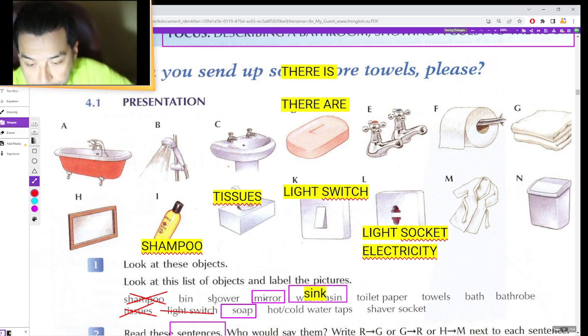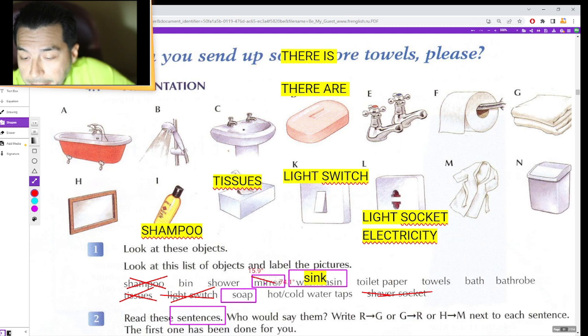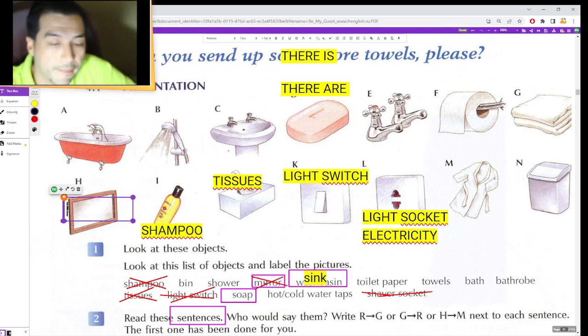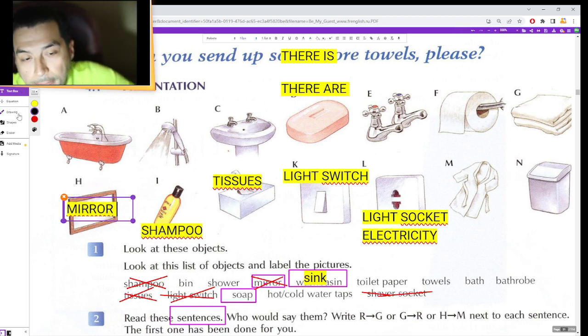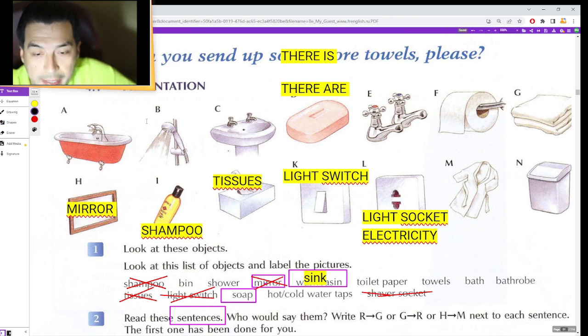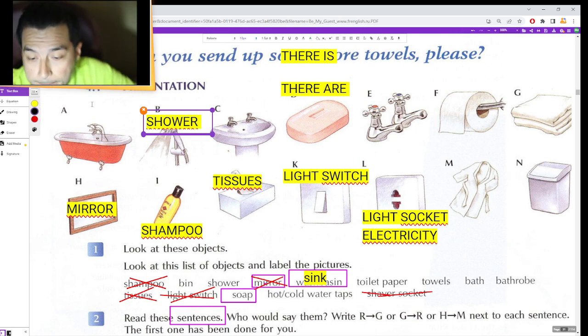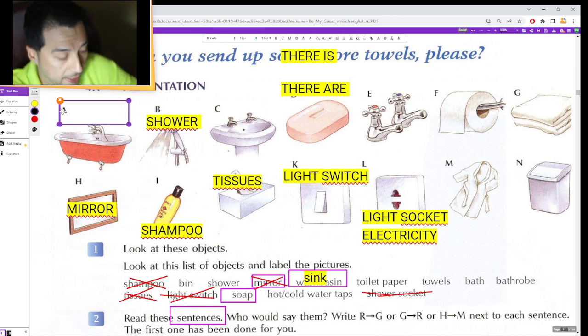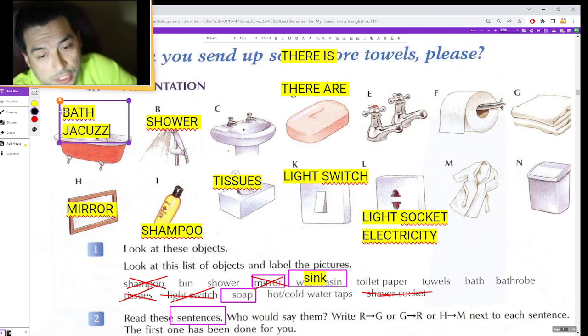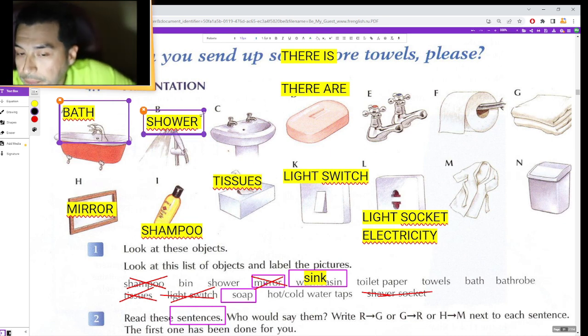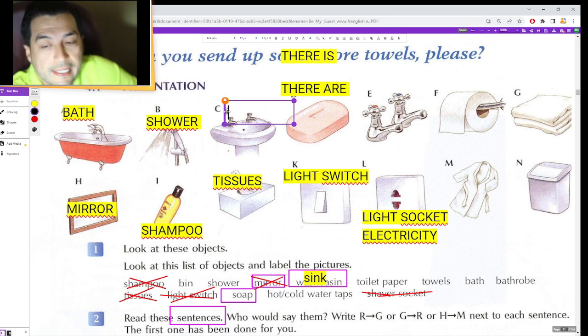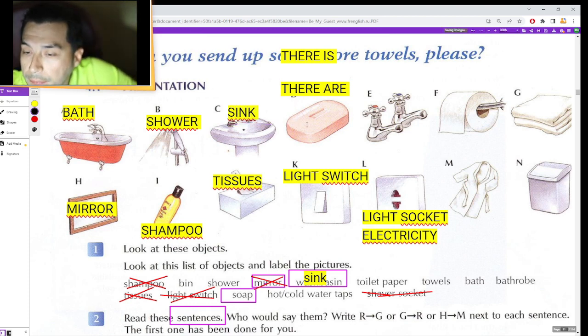Okay, I got light switch. I got the shaver socket, light socket. Tissues, shampoo. Oh, right here, mirror. Letter H, mirror. Letter B, shower. Letter A, bath, jacuzzi bath. Letter C is the sink. Soap.